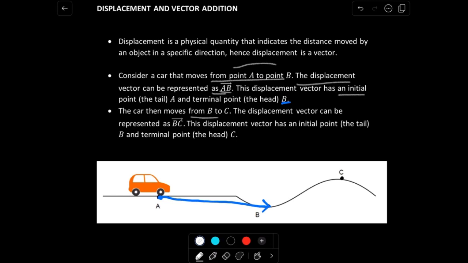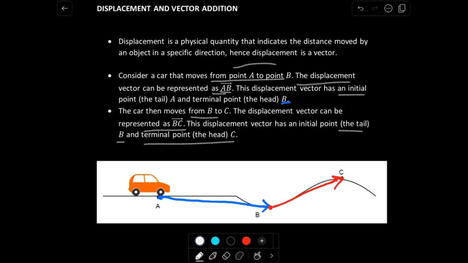The car then moves from point B to point C. So we're going from here to there. The displacement vector can be represented as BC, with an arrowhead above it. This displacement vector has an initial point, or the tail, at B and the terminal point, or the head, at C. The car is here right now, then it's going to C.